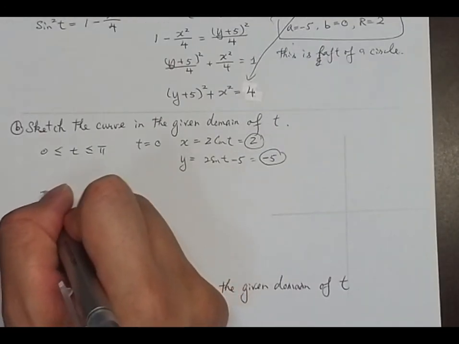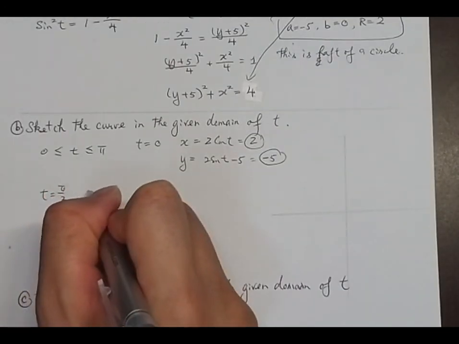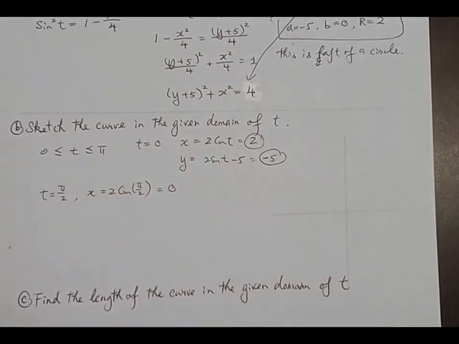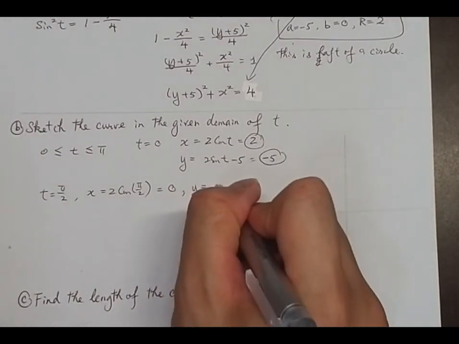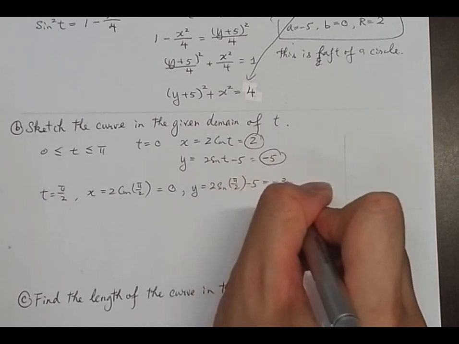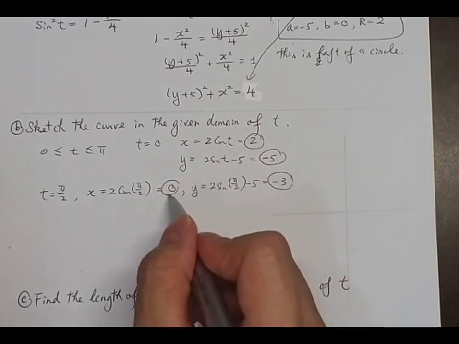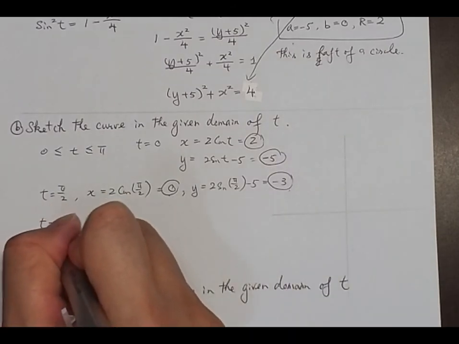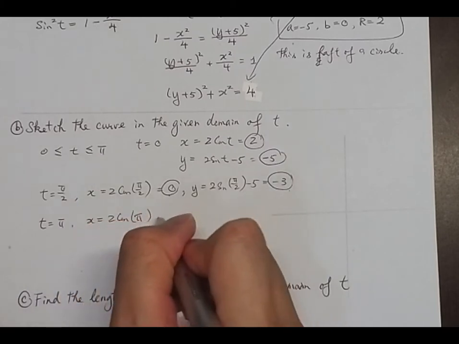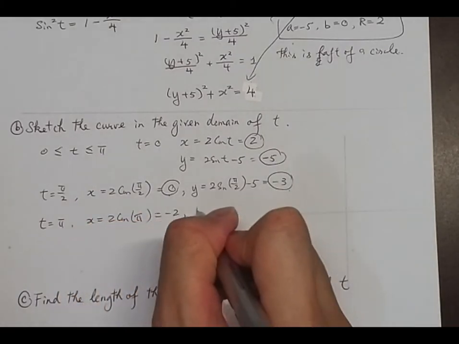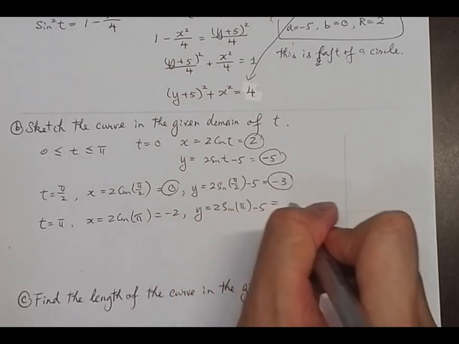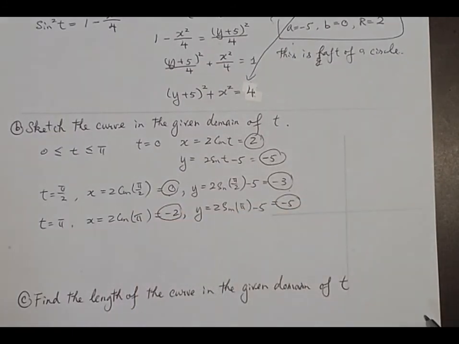And when t is equal to pi over 2, x is equal to 2 cosine pi over 2, so x is equal to 0. And y is equal to 2 sine pi over 2 minus 5, which is equal to minus 3. So we got another point, it's (0, minus 3). And if t is equal to pi, x is equal to 2 cosine pi, so x is equal to minus 2, and y is equal to 2 sine pi minus 5, y is also equal to minus 5. We got these three points.